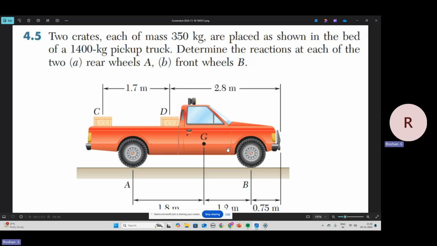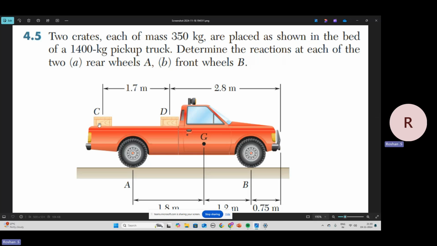So in this question, we have to apply the equations of equilibrium. That would be F of x is equal to 0 and F of y is equal to 0, and moment about any point should be 0. Here we need not use F of x as there is no force acting in the x direction. So considering only F of y equal to 0 and moment about any point equal to 0 would be fine.